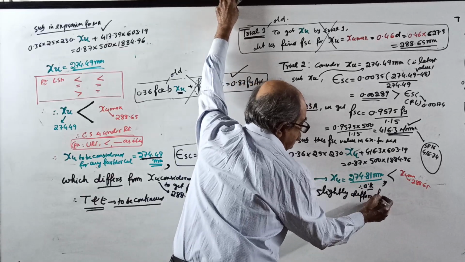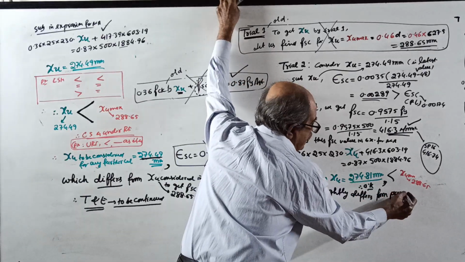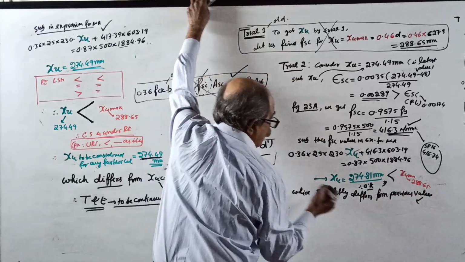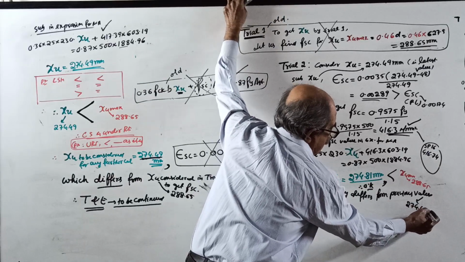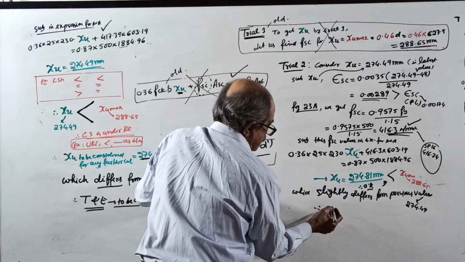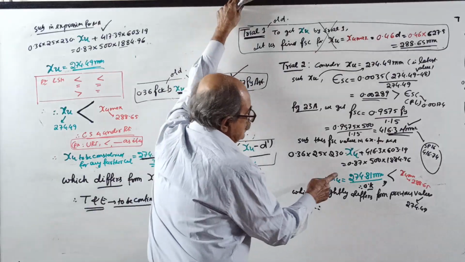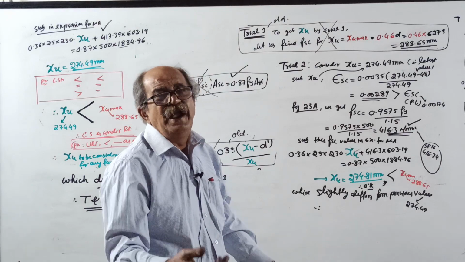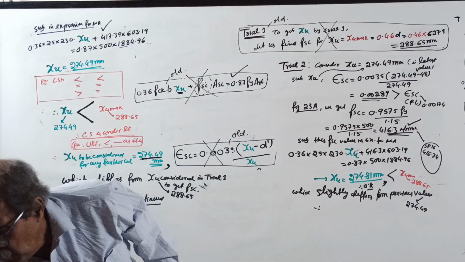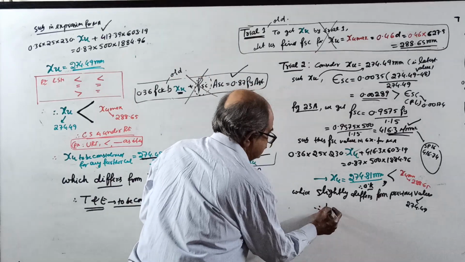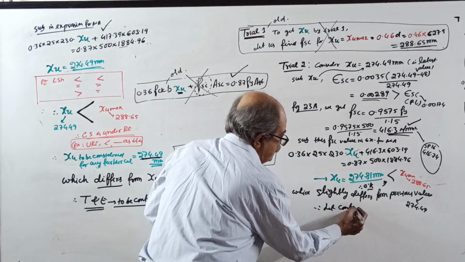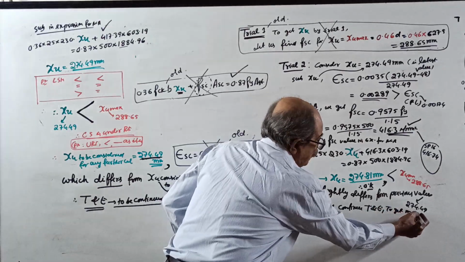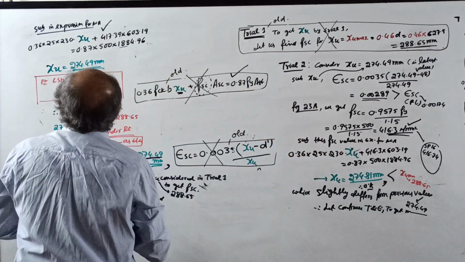differs from previous value. Okay, previous value is how much? 274.49 millimeter. Therefore, actually sometimes people will take 274.8 and 274.49 as 274.5, a 0.3 difference. They can ignore. But I will do one thing. I will cut it. Therefore, let us continue trial and error to get more accurate result.